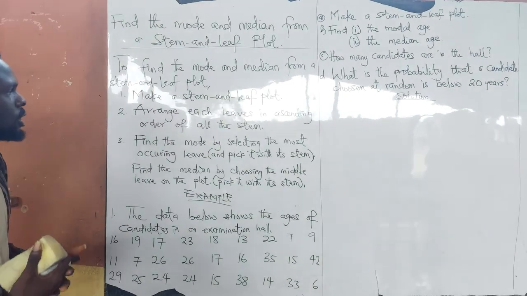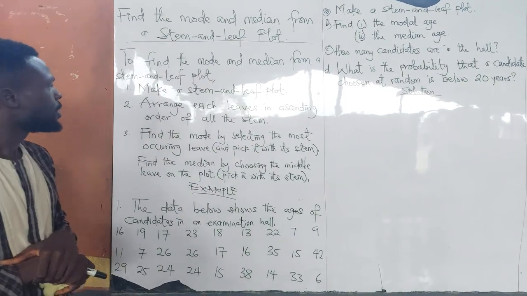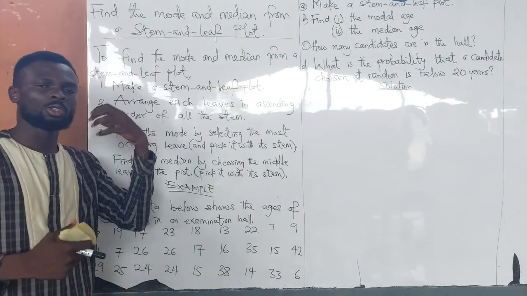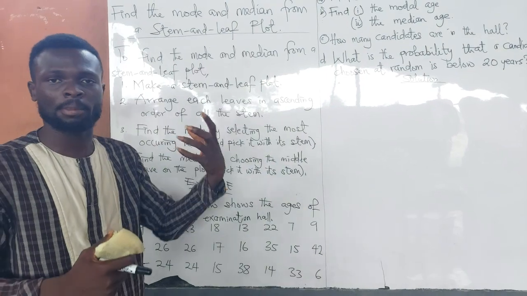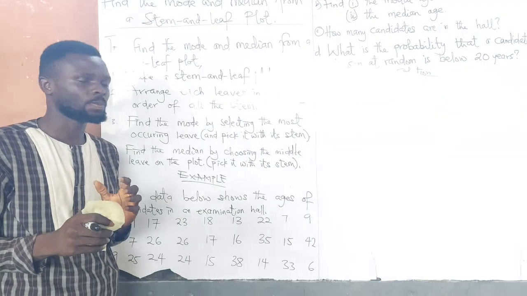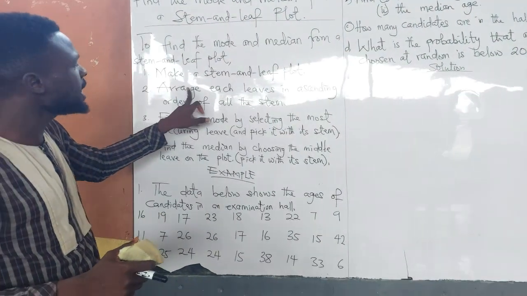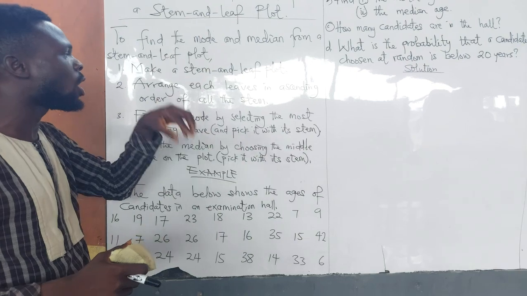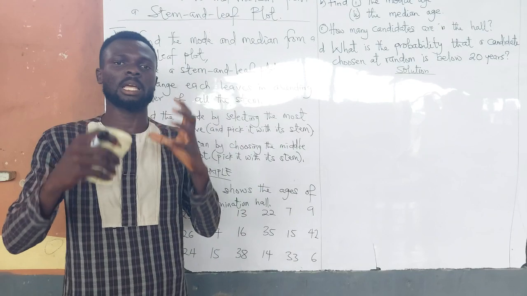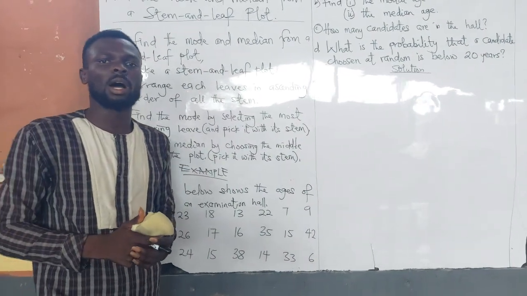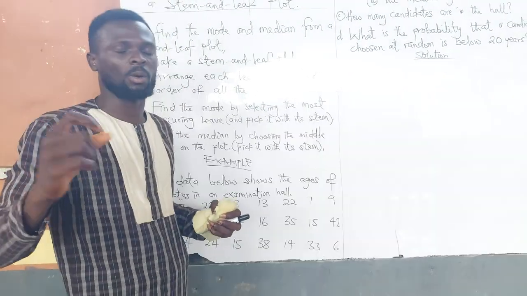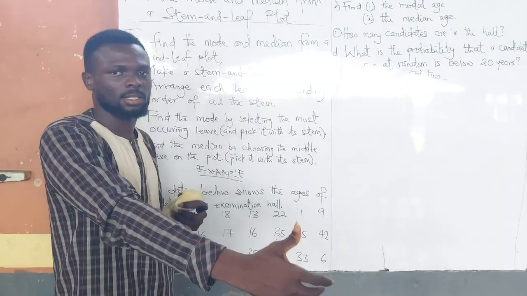To find the mode and median from a stem and leaf plot, we have to follow or know these things. The first one says: make a stem and leaf plot. Before I can find the mode or the median, I have to make my stem and leaf plot. Then number 2: arrange each leaf in ascending order of all the stems. After making your stem and leaf plot, we rearrange the leaves in ascending order, which means from the least to the highest.